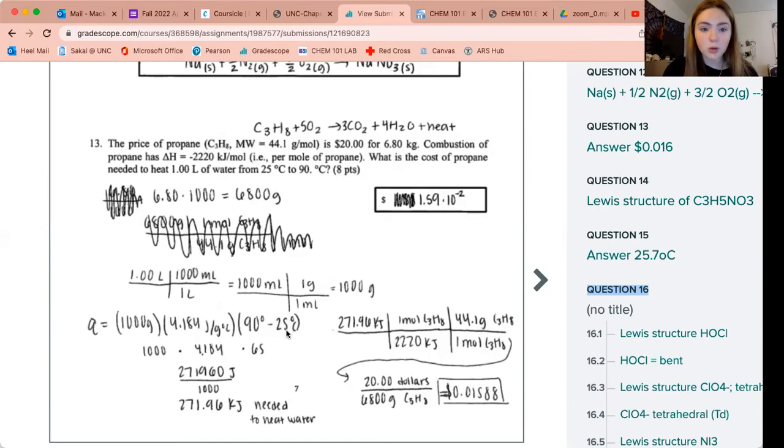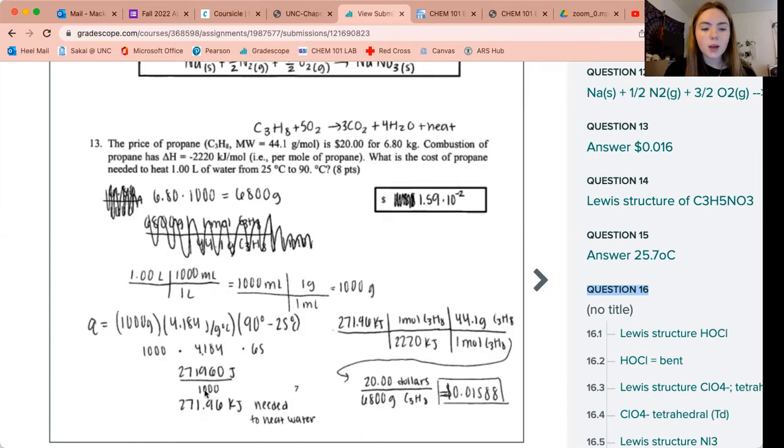So final minus initial: 90 degrees Celsius minus 25 degrees Celsius. First I subtracted those two values of the temperature, getting 65, and I multiplied all of these three values together to get 271,960 joules. I divided that by 1,000 to get to kilojoules. I did that because up here we have our enthalpy value in kilojoules, so we need to convert something so it's the same. So I converted this one to get to kilojoules so that we can use this conversion factor of kilojoules per mole.